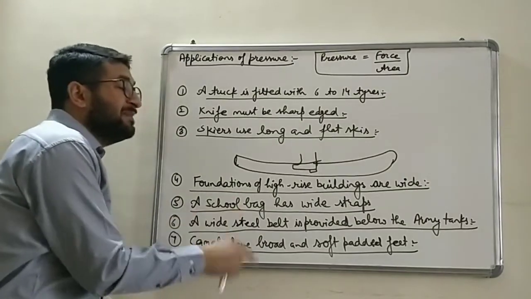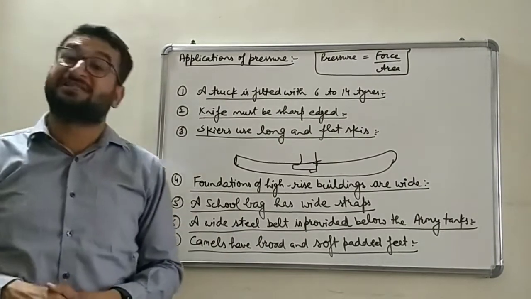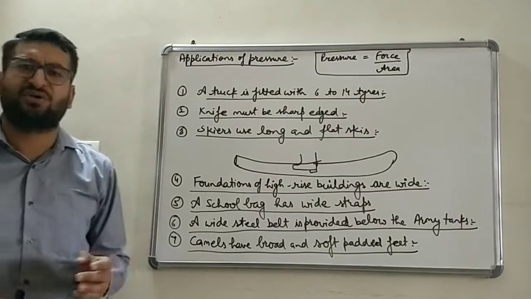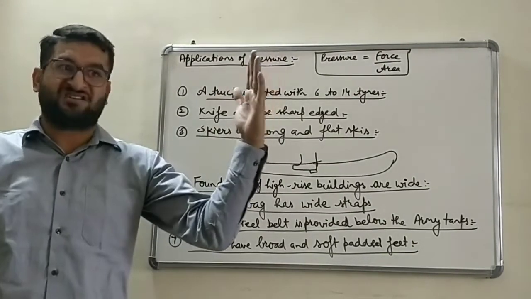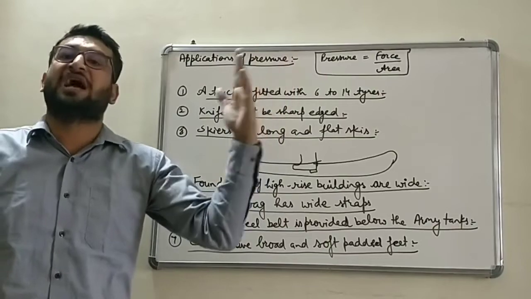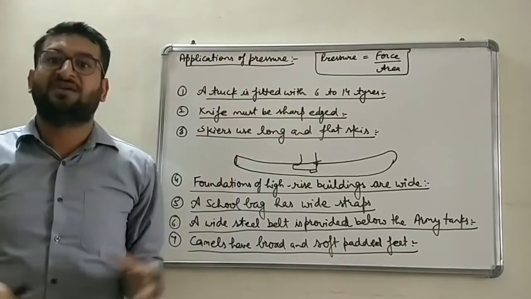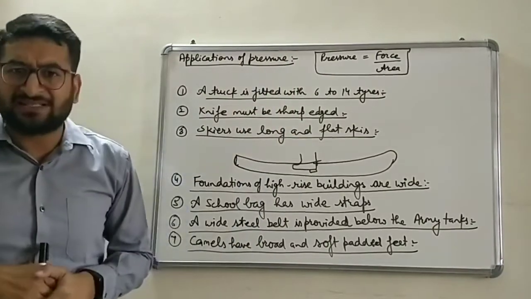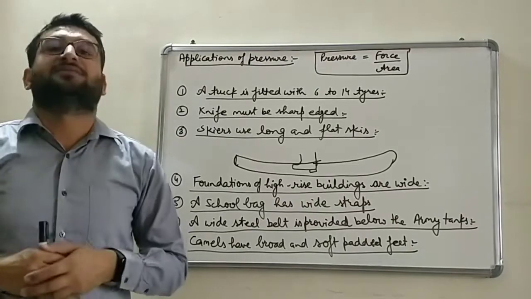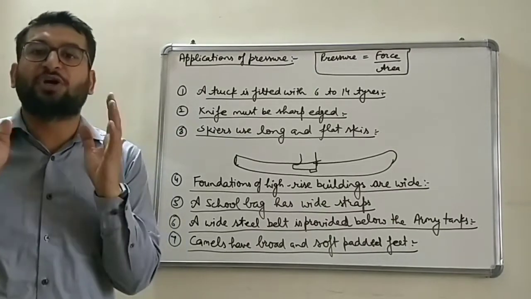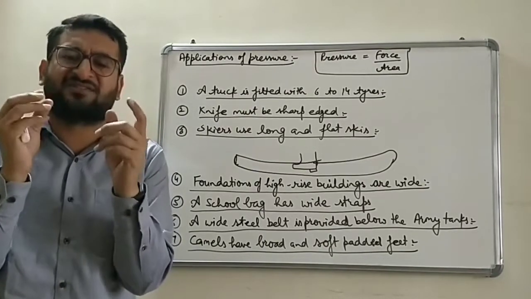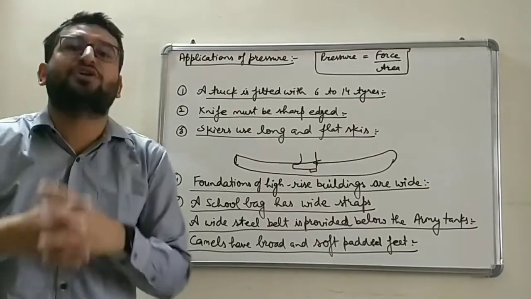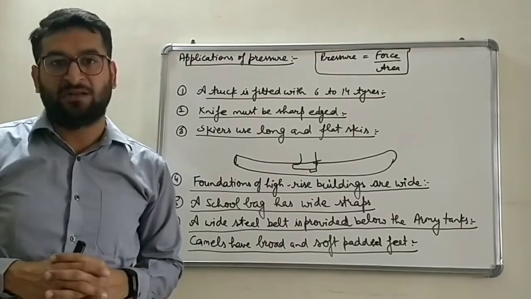A wide steel belt is provided below the army tank. You must have seen the army tanks, either in pictures or in real life. The army tanks are provided with large chain-like structures. Steel or iron belts are there on their tires. Why is it so? Army tanks weigh tons. उनका जो weight, उनका जो force होता है बच्चे वो tons में होता है. They are very heavy, high metallic structures, so their weight is quite high.